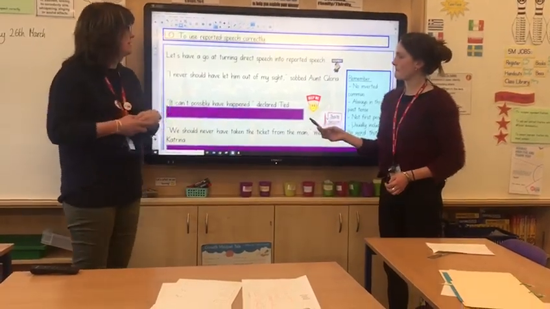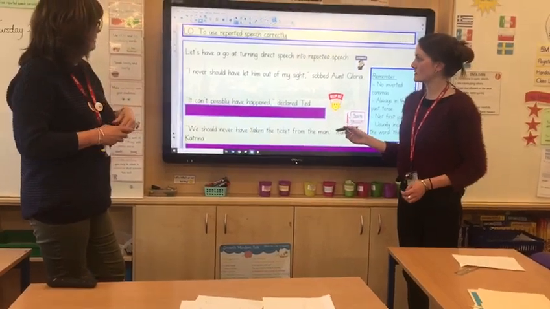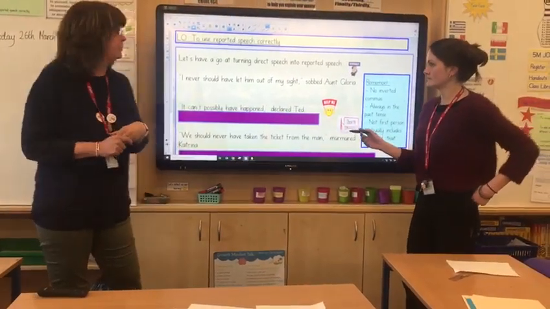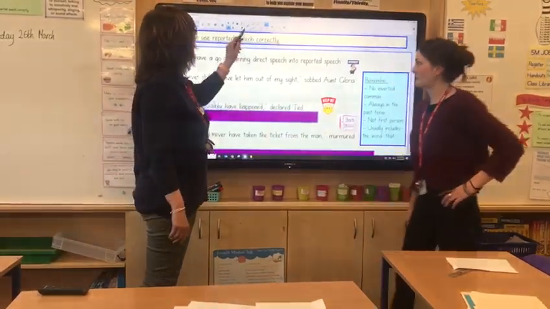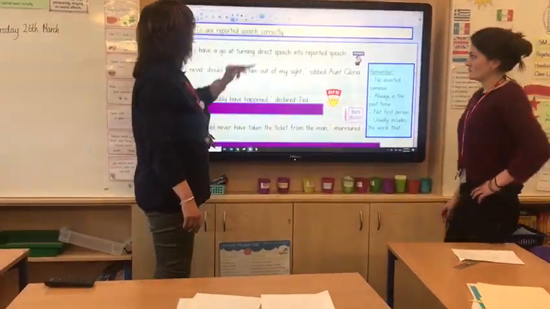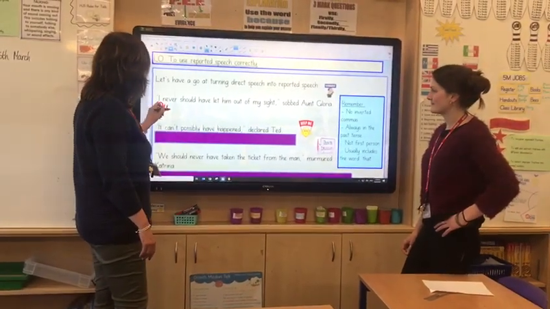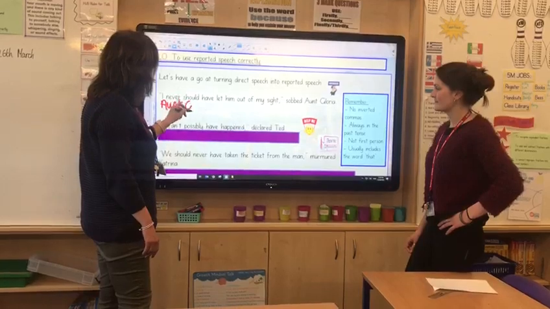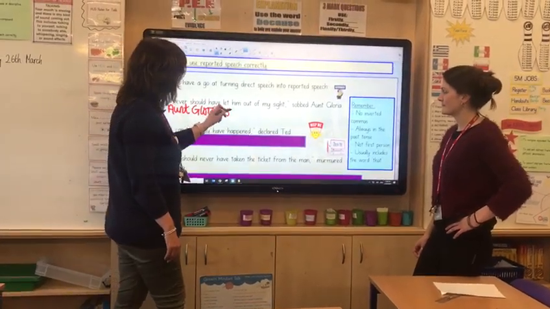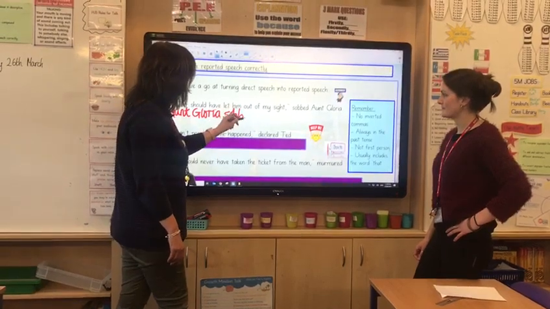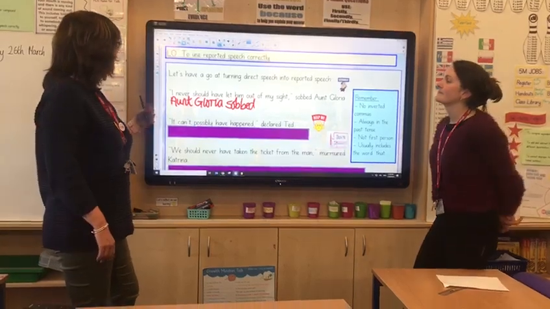Let's have a look at writing out the sentence for ourselves. "I never should have let him out of my sight," sobbed Aunt Gloria. Now I need to remember those rules that we've just talked about. So first of all, I'm going to use who's speaking. Aunt Gloria sobbed. Going to keep that lovely synonym, and now I need to use our magic word that.